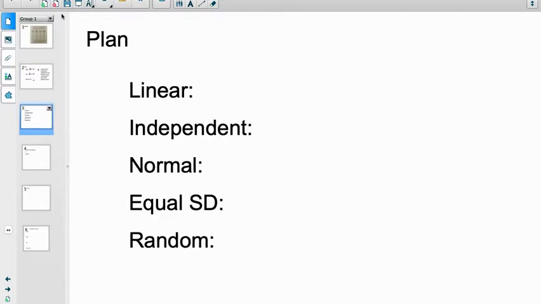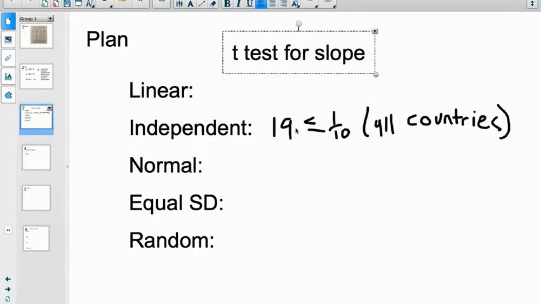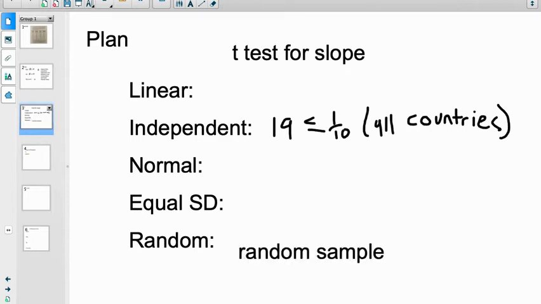Then the plan. You can do a couple things right away. You can do the independent condition and the random condition without doing other things on the calculator. So for the independent condition, we want to see if our sample size is less than or equal to 1/10 of our population size. Also, we're going to do a t-test for slope. So 19 is less than or equal to 1/10 of all countries. And then our random condition: we want to make sure it's a random sample.